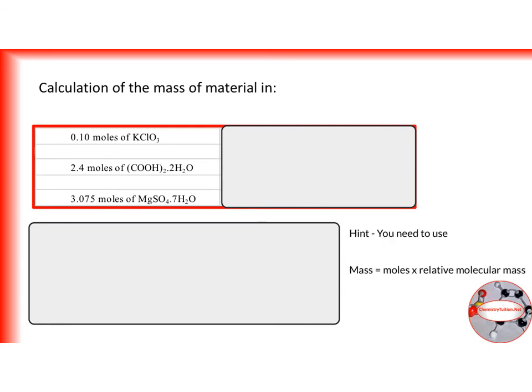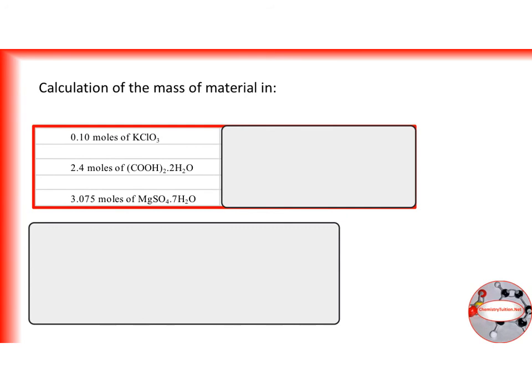So your hint for this one is we've got to rearrange that equation, and now the mass is equal to the number of moles times the relative molecular mass. So again, the first thing we need to do is find the relative molecular mass. So pause now if you haven't quite got those answers. So I'm now going to go through those answers.